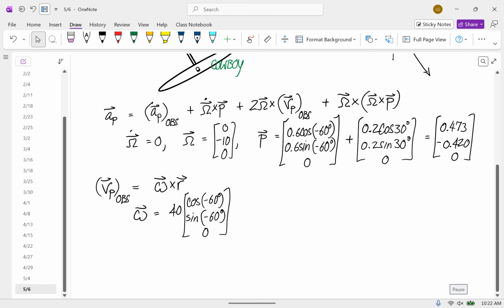And so now we have 40 times cosine of negative 60. And so this is 20, negative 34.641, and then 0.